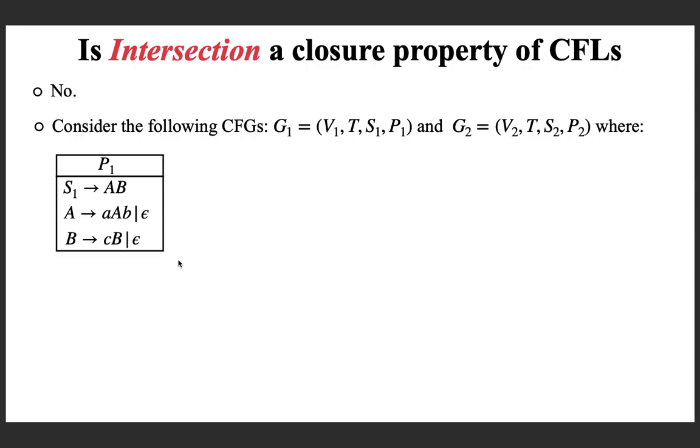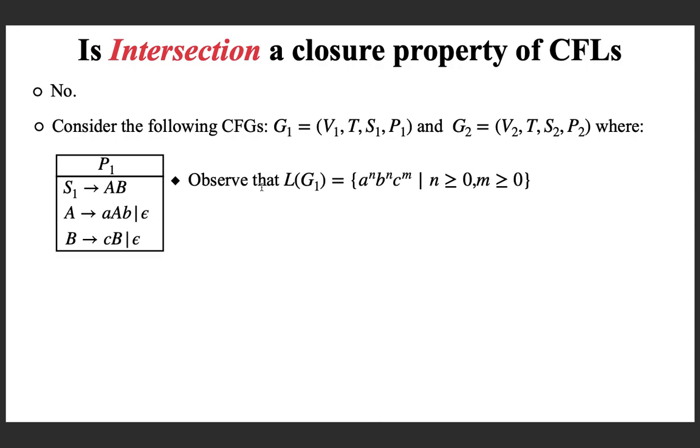This is the first context free grammar with the productions. You can see here that this is a context free grammar because all the productions in the RHS contain strings over variables and terminals.